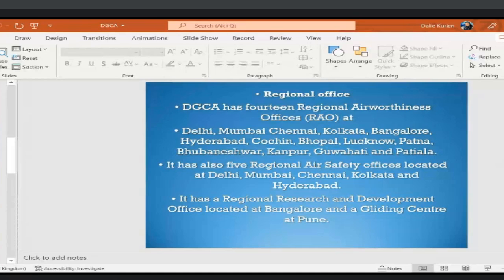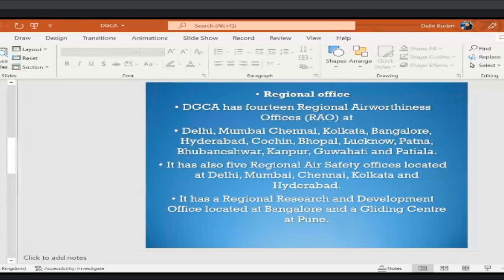These are a set of offices; the airworthiness offices are located in Delhi, Mumbai, Chennai, Kolkata and so on, and air safety is located in certain areas. You have other directorates also, but these are some of the important directorates which we need to remember. That's the reason I mentioned only three. What is the exact function of this RAO, ma'am?